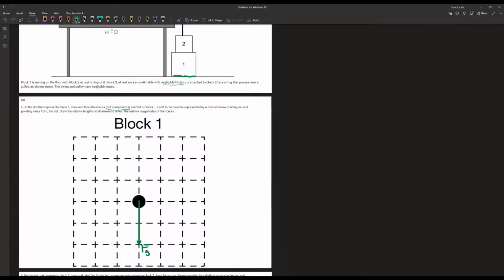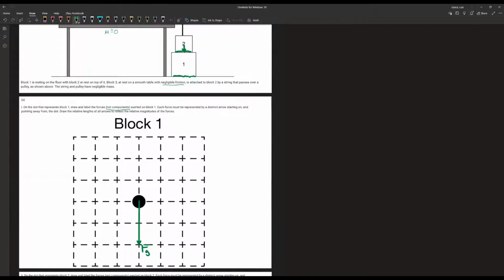Now, in this instance, we have block 2 pressing down on block 1 with its weight, which is why I say that the normal force here will actually need to be bigger than the gravitational force, because the floor is going to need to support essentially the weight of block 1 and the weight of block 2.